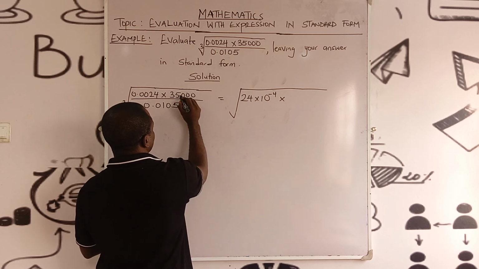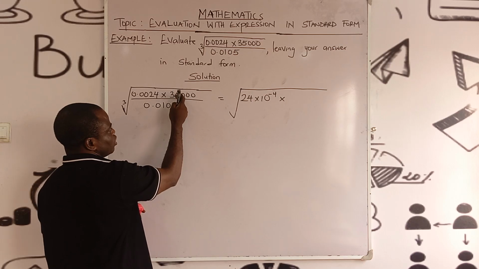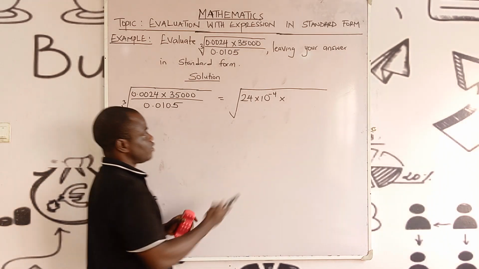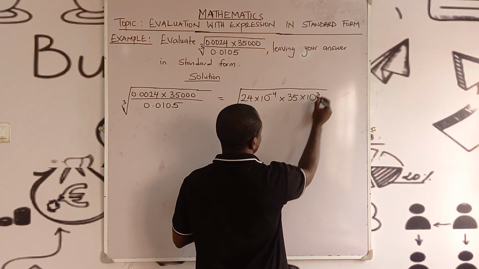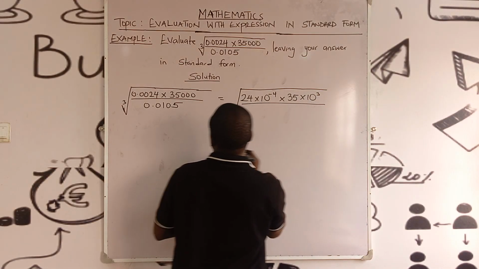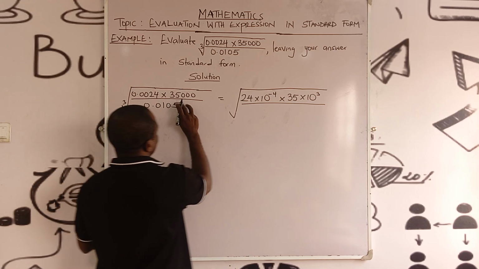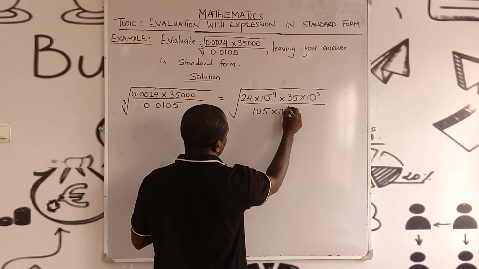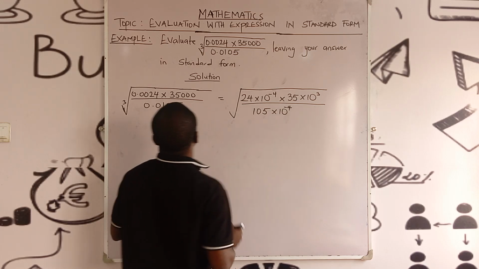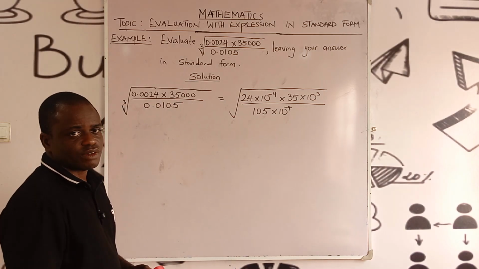Let's come to the second part, 35,000. 1, 2, 3. I shifted to this point because I can easily look for a number that can go in 35. That is 35 times 10 raised to power 3, divided by 0.0105: 1, 2, 3, 4. It is 105 times 10 raised to power minus 4. At this junction, we can start our division.